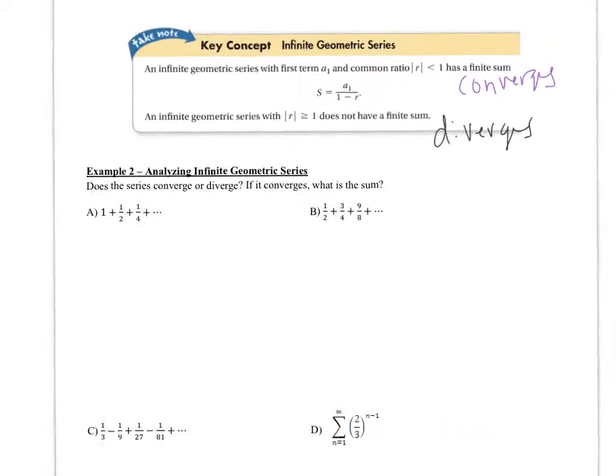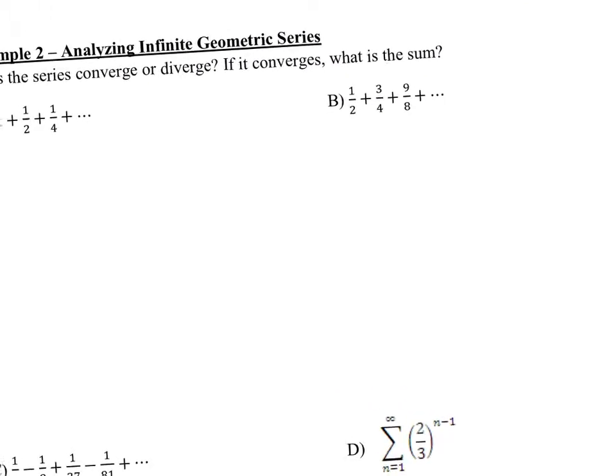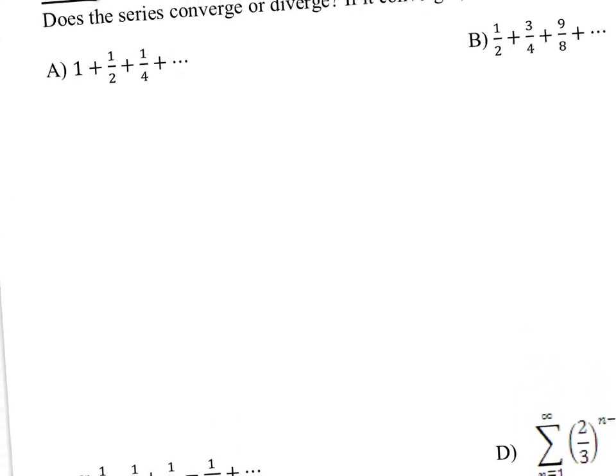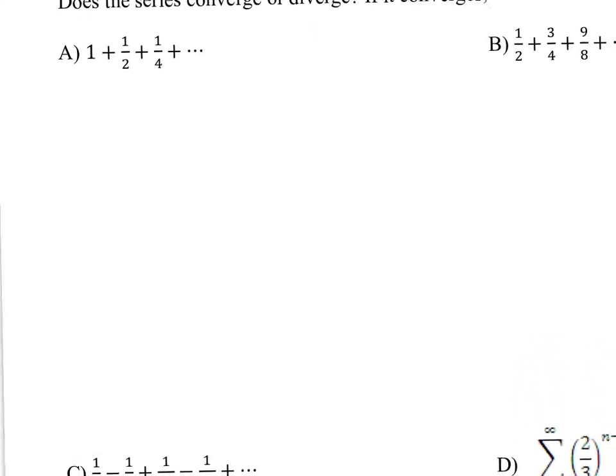So using this equation right here, first I look at my ratio. What is my ratio? How do I get from 1 to 1/2 to 1/4? Well, it looks like I'm multiplying by 1/2. So my ratio is 1/2. That means this converges. So I use that formula.